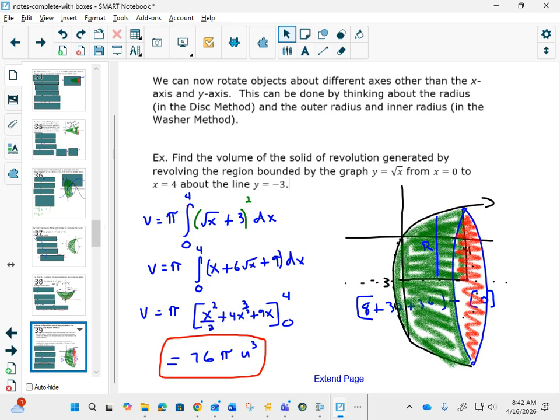So rotating it around another line just changes your radius. Because our big radius was the square root of x, that only gets us to the x-axis. We'd have to add 3 more.